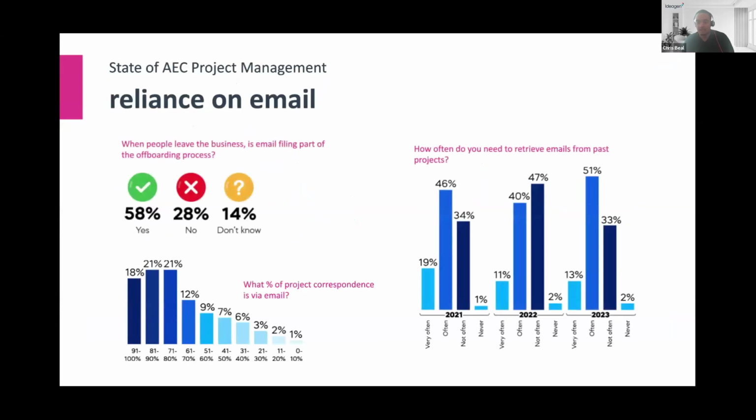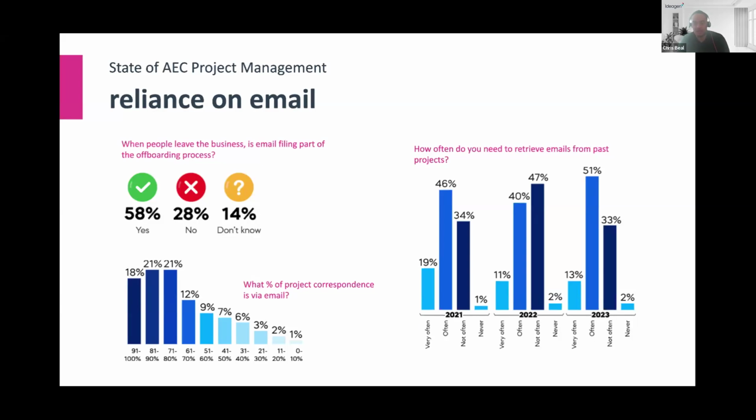If we look at some of these stats on the screen, considering around 28% of businesses do not have email filing as part of their offboarding process, and around 81% of firms use email as the majority of their project correspondence, thousands of firms are still at great risk of losing information. And for 88% of people that we surveyed, their overall volume of emails had continued to increase in the last year. So the contents of those emails are more important than ever. 11% of those people are claiming it is now business critical.